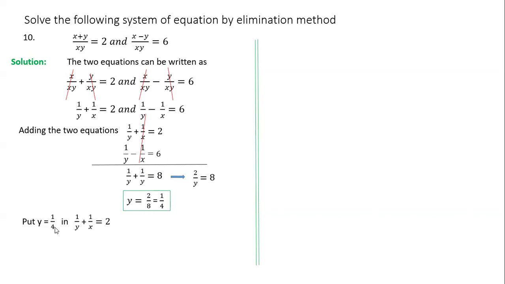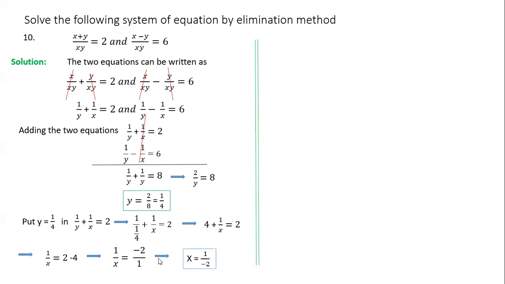Now put y is equal to 1 upon 4 in this. y is equal to 1 upon 4 means it will be 4 plus 1 upon x equal to 2. The denominator goes to the numerator. Plus 4, bring it this side, it becomes minus 4. So 1 upon x equal to 2 minus 4. That will be 1 upon x equal to minus 2 upon 1. Take the reciprocal. So x is equal to 1 upon minus 2, and y is equal to 1 upon 4.